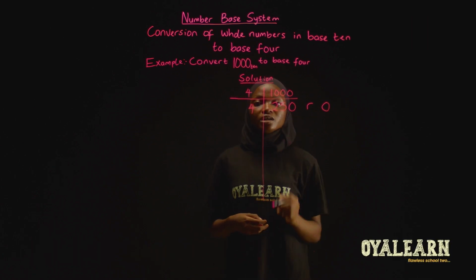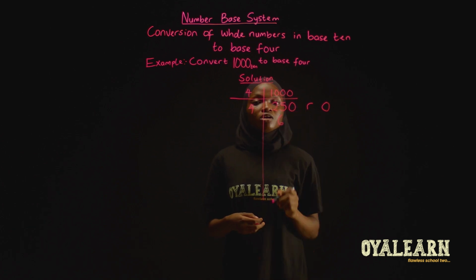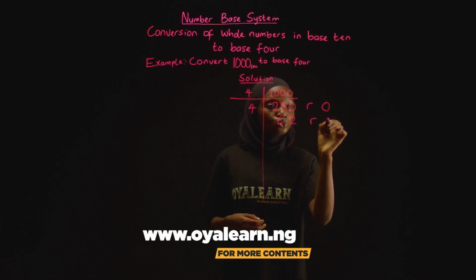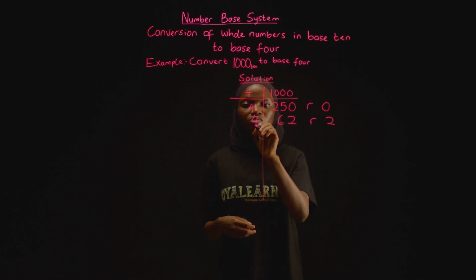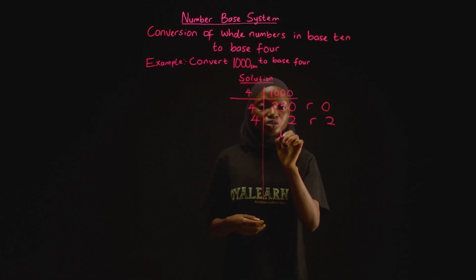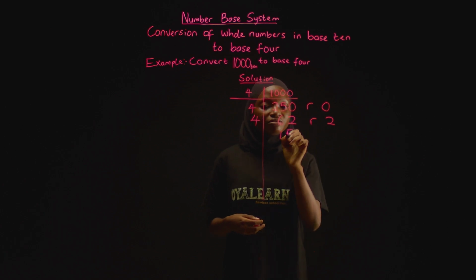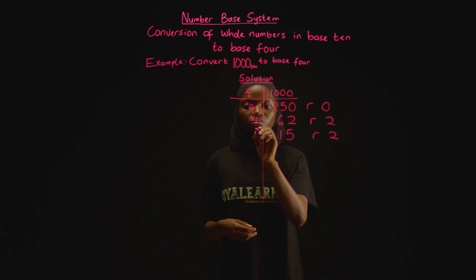4 goes in 25, that's 6, which is 24, remainder 1. 4 goes in 10, that's 2, which is 8. So you have a remainder of 2 here. Divide again by 4. 4 goes in 6, you have 1 remainder 2. 4 goes in 22 here, we have 5 remainder 2. We divide again by 4.